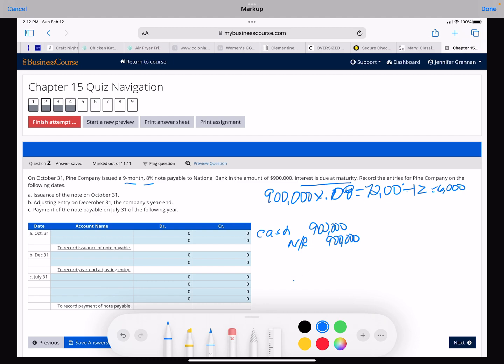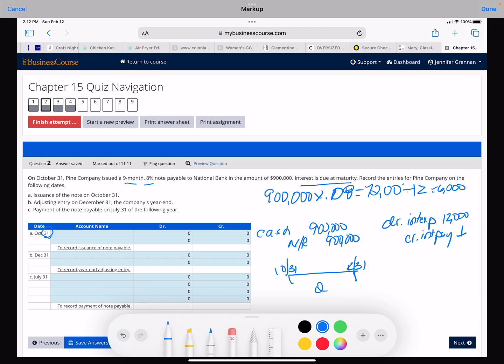So remember, we issued that note October 31st. We're at December 31st. That's November, December. So this is just 2 months because we didn't issue it until October 31. That means we're just going to accrue interest for 2 months. So we will debit interest expense and credit interest payable for $12,000 because that's 2 months interest.